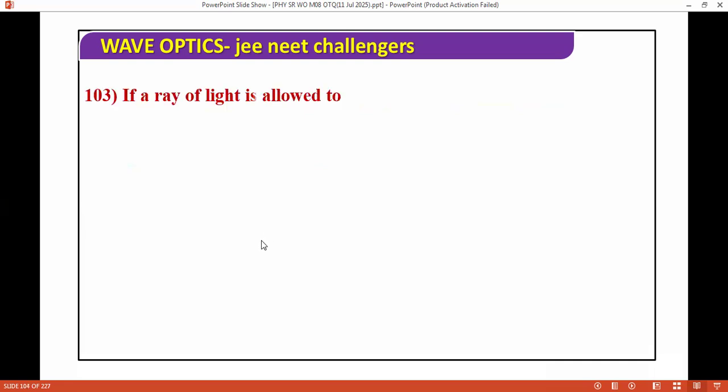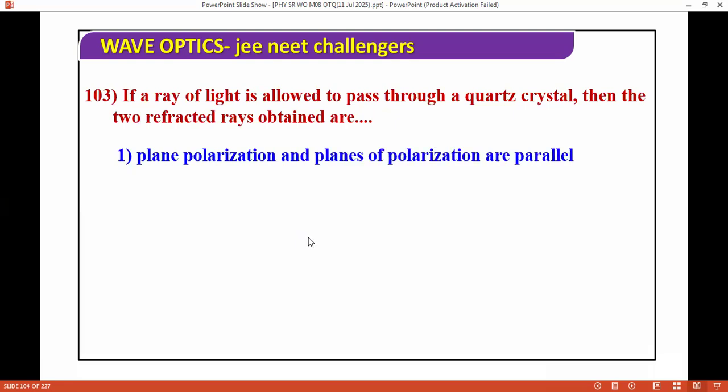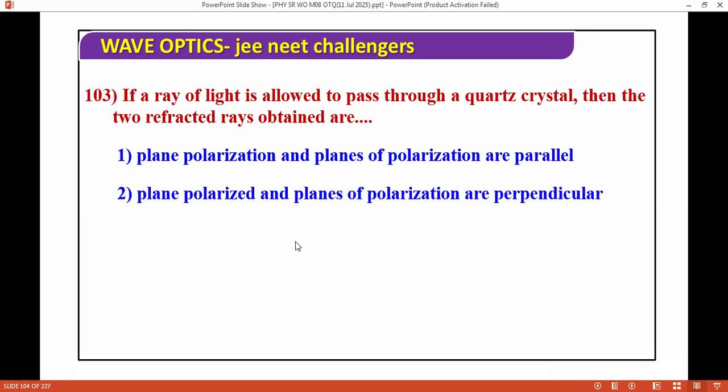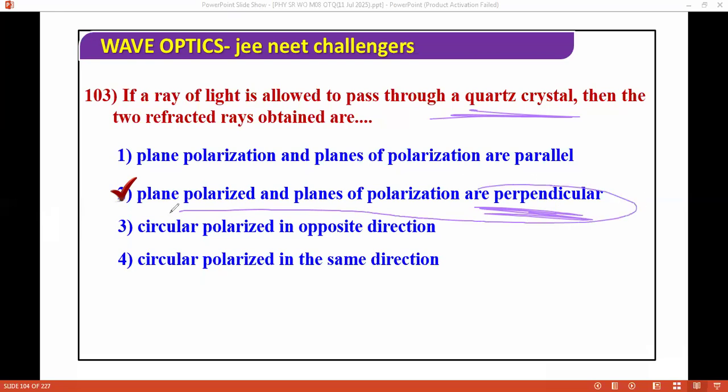If a ray of light is allowed to pass through a quartz crystal, then the two refracted rays obtained are plane polarized and planes of polarization are parallel, plane polarized and planes of polarization are perpendicular, circular polarized in opposite directions, or circular polarized in the same direction. The correct answer is plane polarized and planes of polarization are perpendicular. So you have light passing through the quartz crystal, and the rays are plane polarized with perpendicular planes of polarization. Very good, important question. All of you should know the answer to this question. Next question, I'm moving ahead.